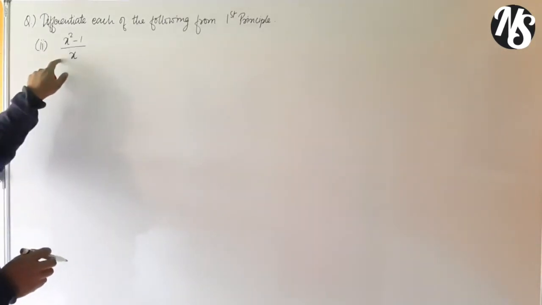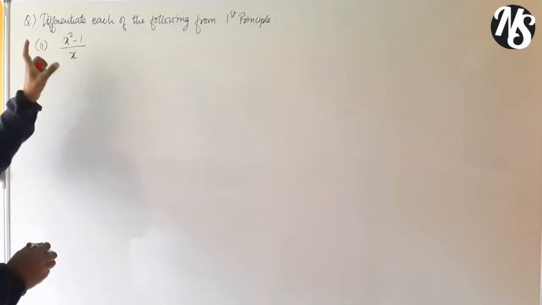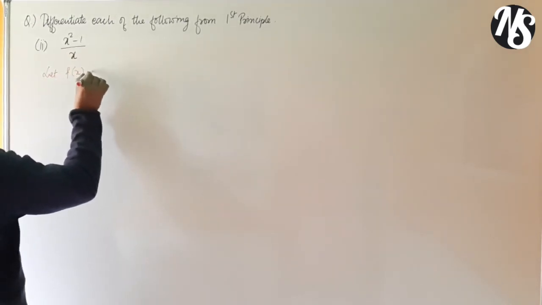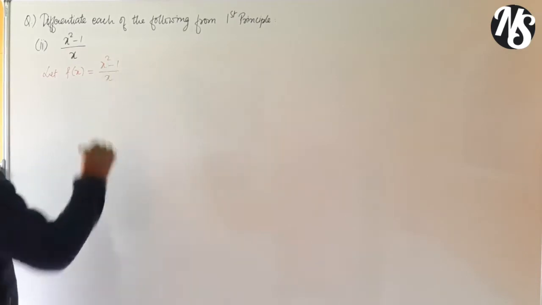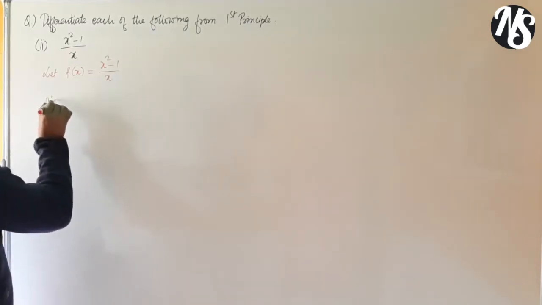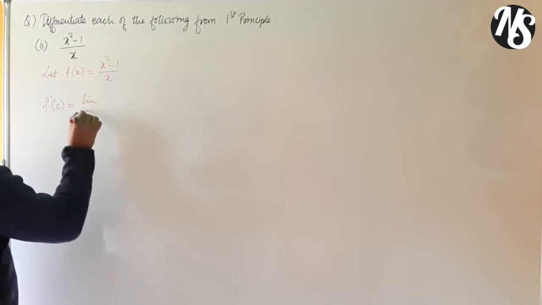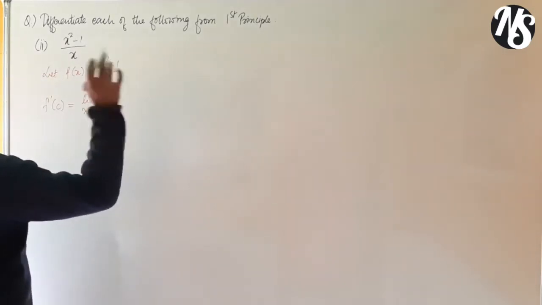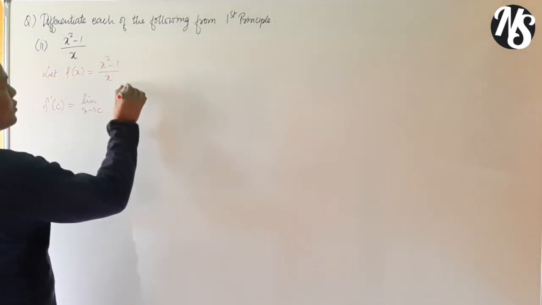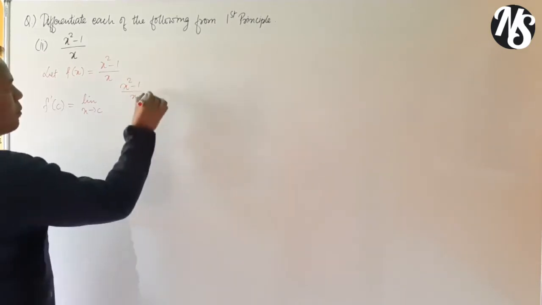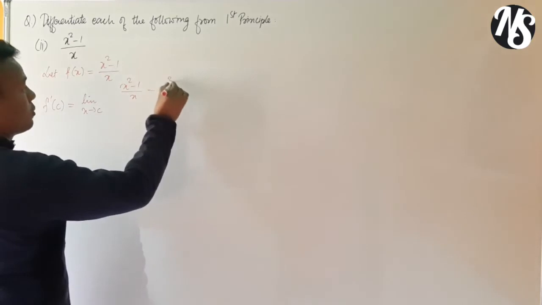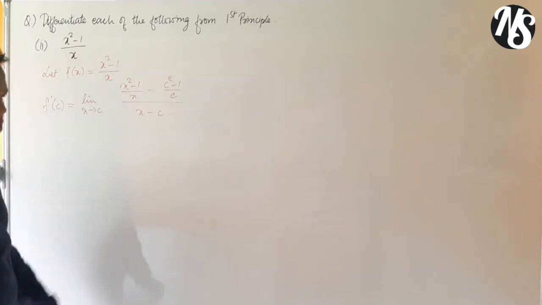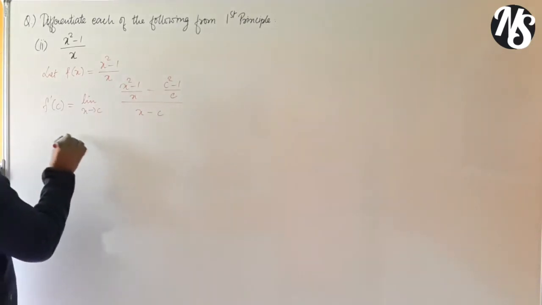Okay, so this is my next question. This is my f of x, right? So let me call this as f of x. So let f of x is equal to x square minus 1 by x. So you want to find f dash of c, which is given by limit x tends to c. Now let me directly write down the formula of the value. Okay, so f of x minus f of c. So what is f of x? f of x is x square minus 1 by x minus, you have to write f of c, and f of c becomes c square minus 1 by c, divided by x minus c. Is this true? Yes.